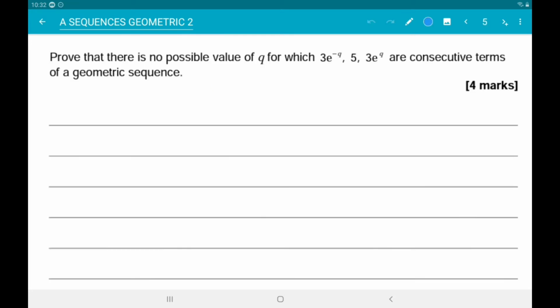Next, prove that there is no possible value of q such that 3e to the minus q, 5 and 3e to the q are consecutive terms in a geometric sequence. Alright, so this is a job for proof by contradiction. So we're going to start by assuming there is a value of q such that these are 3 consecutive terms of a geometric sequence.